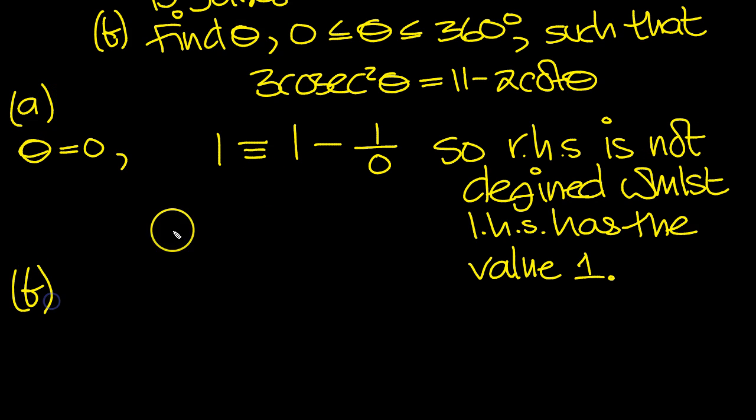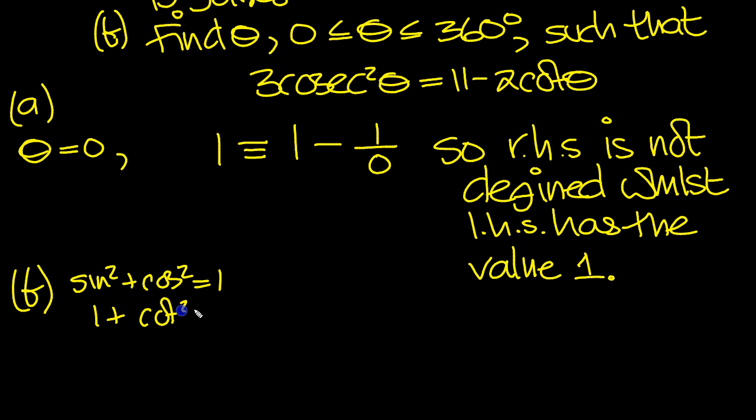So part B now. Now in B, we want a quadratic in cot, don't we? So remember sine squared plus cos squared equals 1. We want 1 over sine squared, don't we? Cosec. So if we divide by sine squared, we'll get 1 plus cos squared over sine squared, which is cot squared, equals cosec squared. There we are. So we can replace cosec squared by 1 plus cot squared. So it's 1 plus cot squared we need to put in instead of cosec squared.